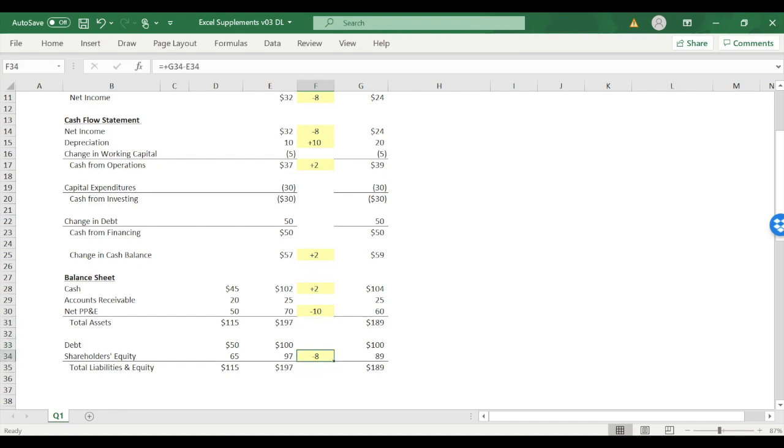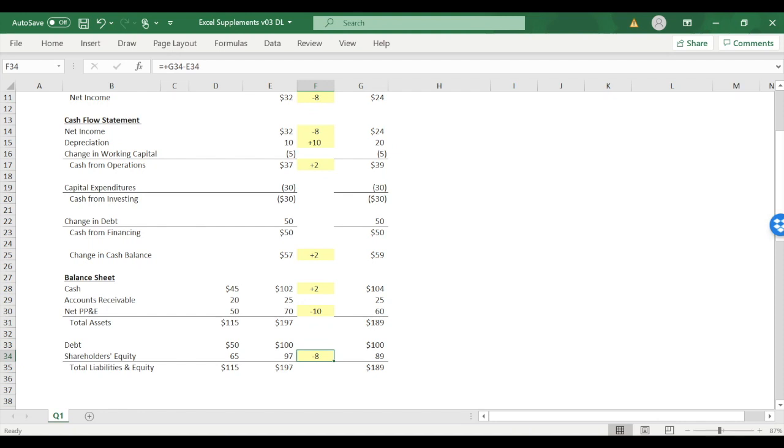And then, to balance, because assets must equal liabilities plus shareholders' equity, we have no change in debt, but our shareholders' equity is reduced because net income flows into retained earnings. Since net income was negative 8 up above, shareholders' equity is negative 8, and the balance sheet is negative 8 on assets, negative 8 on shareholders' equity, and everything balances so you know you're right. Make sure to follow this order.